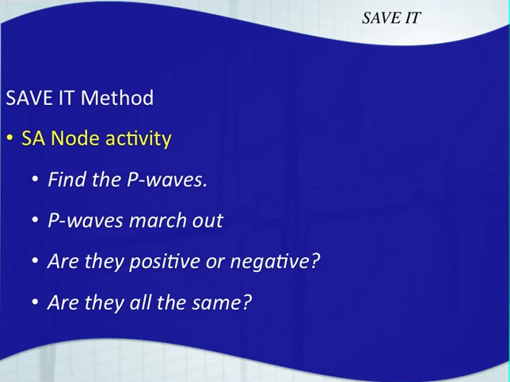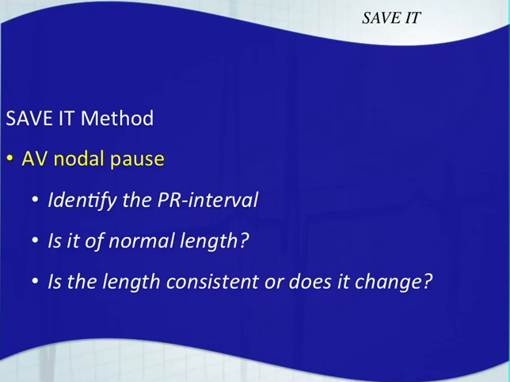So you've got to try to see if they march out and look at the spaces in between. You want to identify whether the P waves are positive or negative. Some arrhythmias cause the P waves to be negatively deflected. And you want to identify whether all of the P waves are the same shape and size. Some arrhythmias cause the P waves to change their shape or size from the preceding P waves, and so on and so forth.